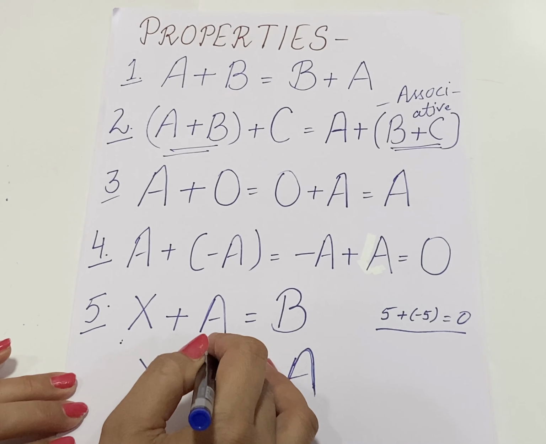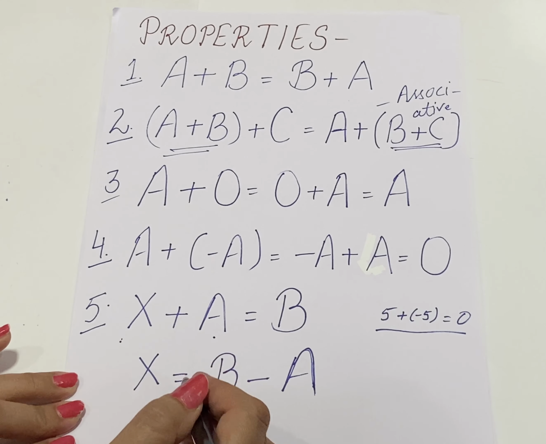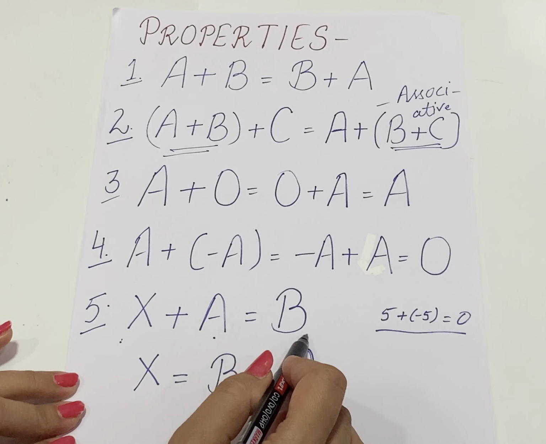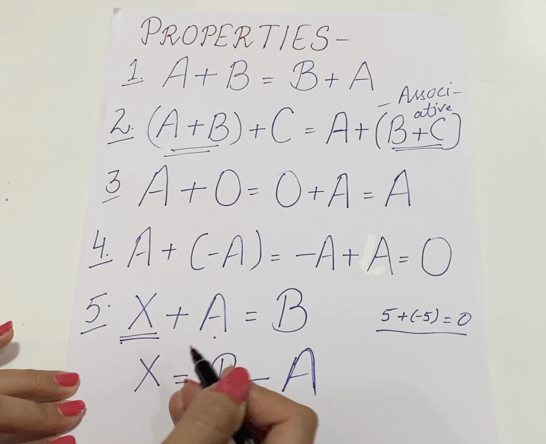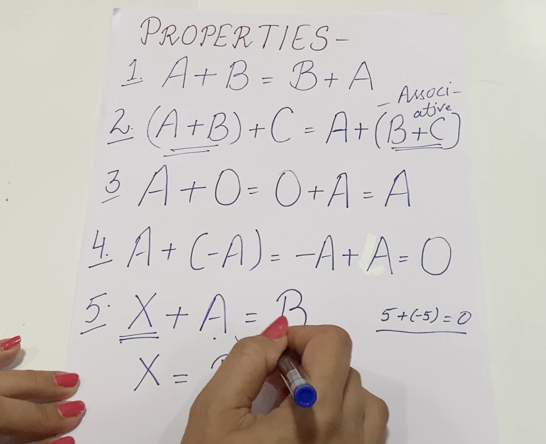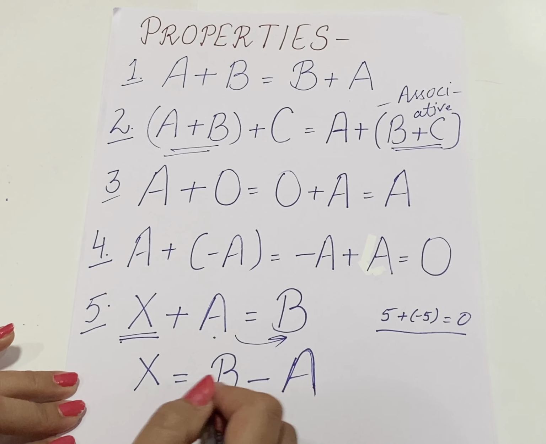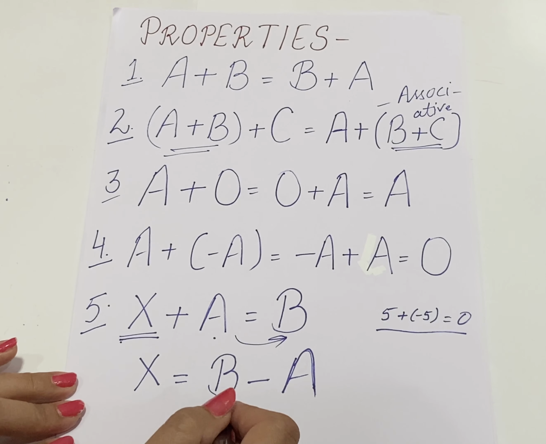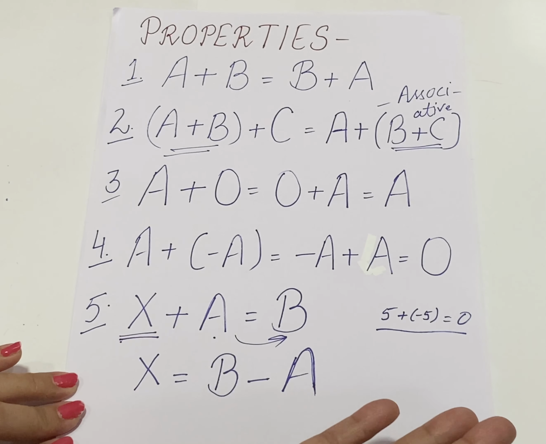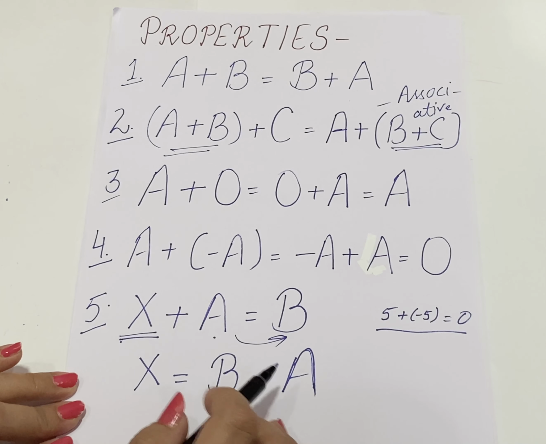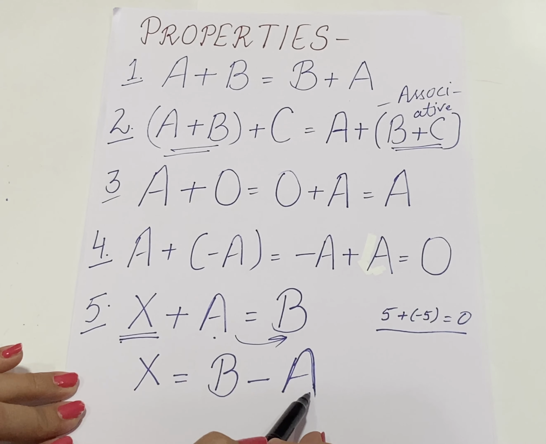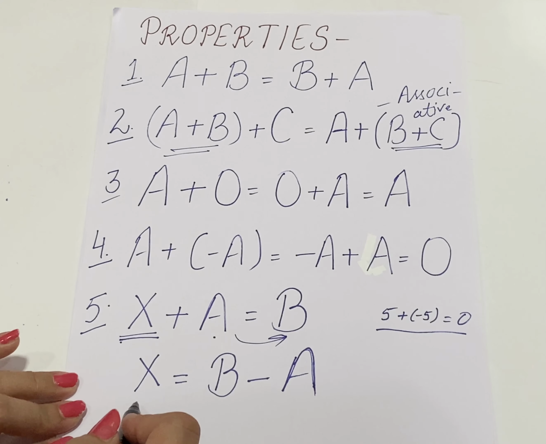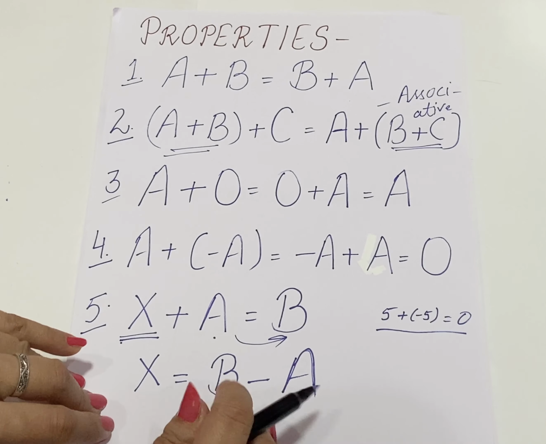Next property we have is x plus a. X, A, B, all three are matrices. Then x plus a is equal to b. Matrix X can be written as equal to B, and A will be taken on the other side, minus A. It is simple, as we have the properties when we solve the equation. When you transpose to the other side, the sign gets changed. So plus A will become minus A here. So matrix X will be equal to B minus A.